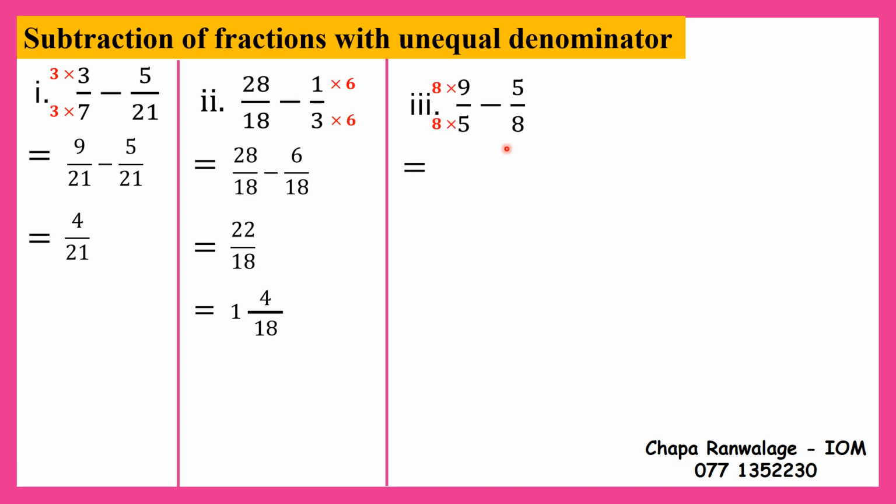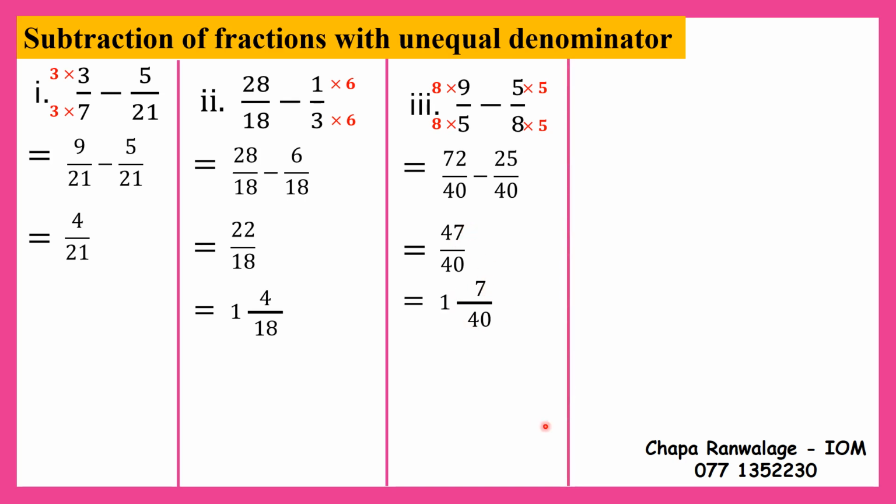We can multiply this 5 and 9 by 8 and this 8 and 5 by 5. Multiply both sides. And we can obtain the common denominator as 40, and 8 times 9 is 72, and 5 times 5 is 25, and we can simplify them. 72 minus 25 is 47, and 47 is divided by 40. How many 40s? Only 1. Okay, and the remainder: 40 times 1 is 40. To obtain 47 we have to add another 7. 40 times 1 is 40, 40 plus 7 is 47.